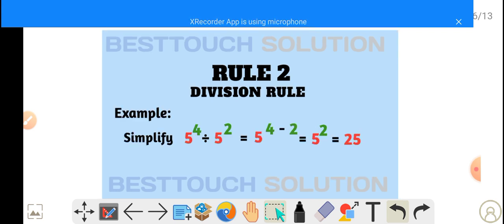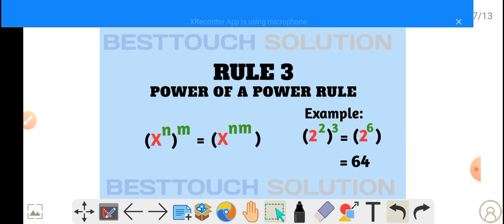Now, let's take a look at an example of this. 5 raised to power 4 divided by 5 raised to power 2 will give us 5 raised to power 4 minus 2, according to the division rule, which is 5 raised to power 2, and the answer equals 25.